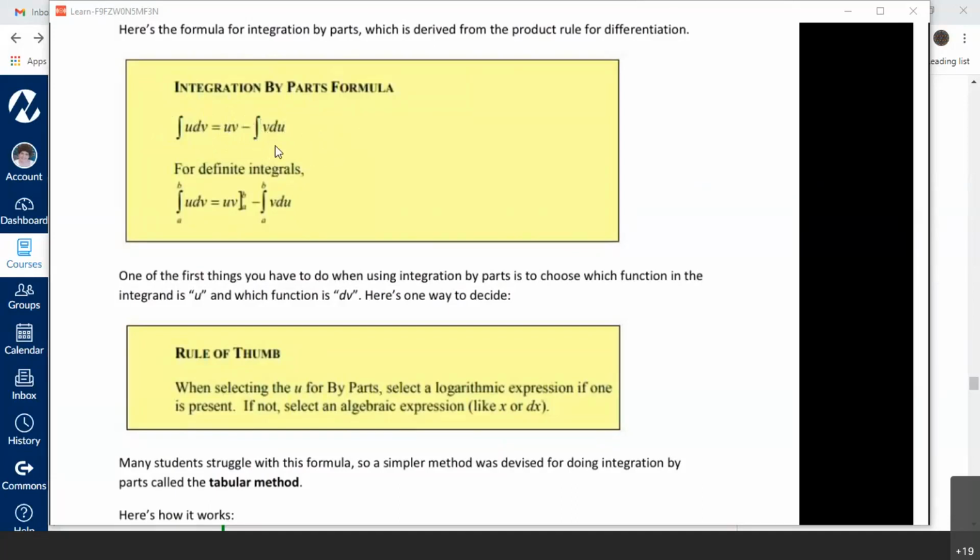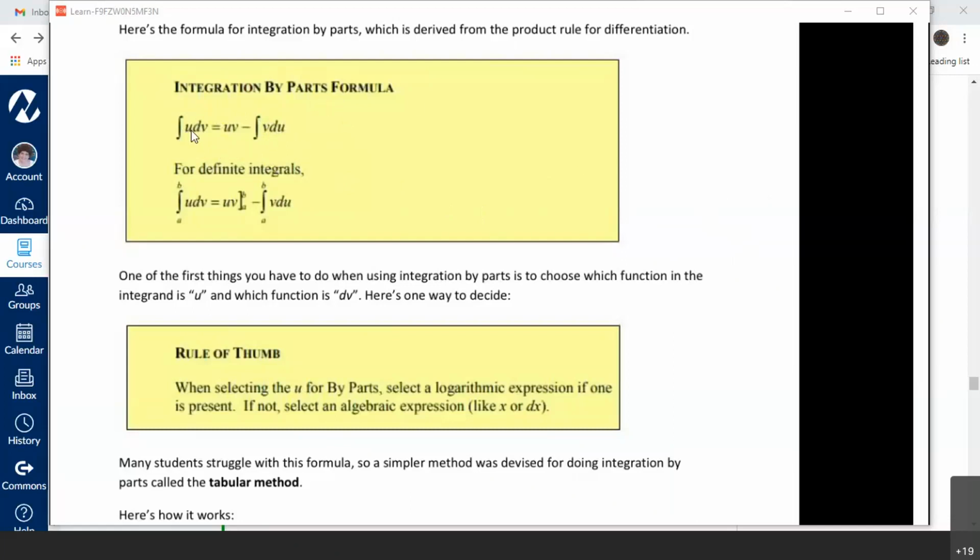Most students get lost with this. But if you were to go, say, to tutoring in the LRC and a calculus tutor came up to you, she or he would probably show you this formula. So I'm showing it to you so it looks familiar. Now, like I said, I'm going to reduce this formula into a table that's going to be easier to handle.